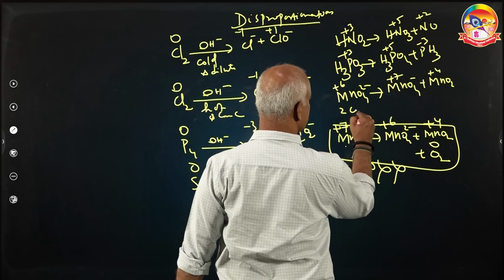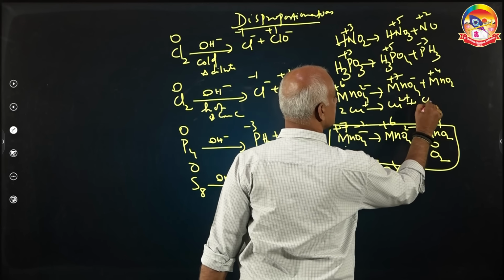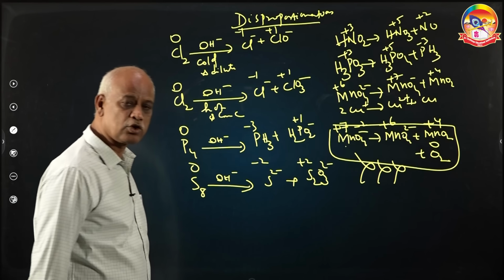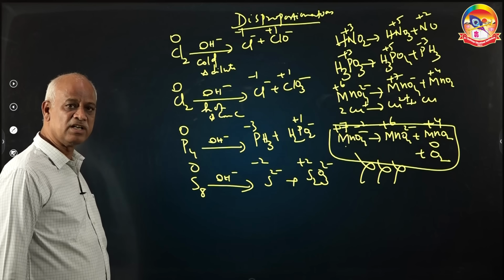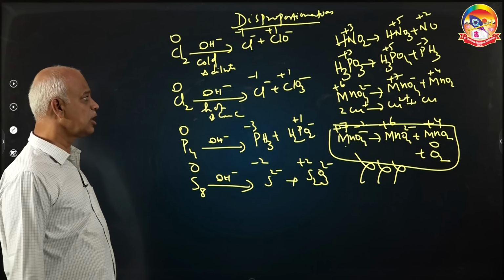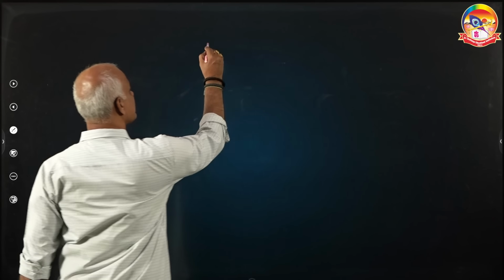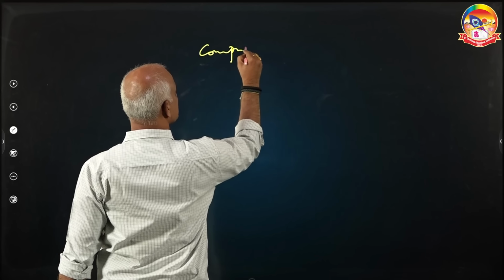Another very popular example of disproportionation that you come across in d block elements is the cuprous ion in aqueous solution, which disproportionates to give cupric and copper. If you see the reverse of it, that is comproportionation.